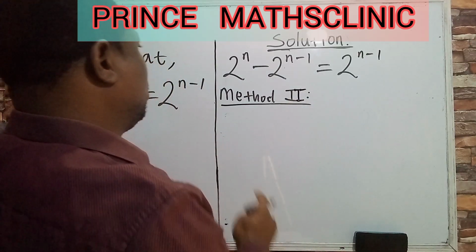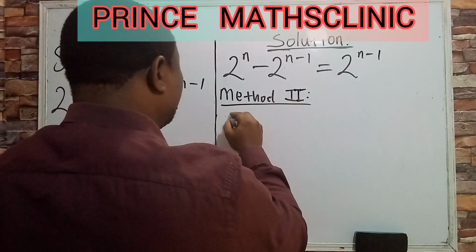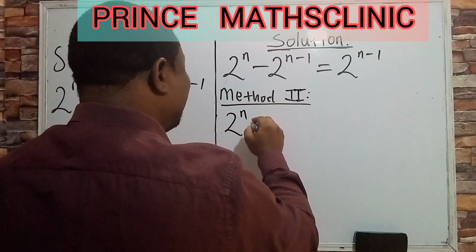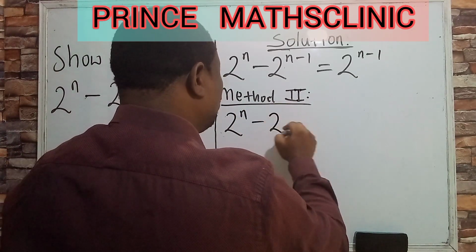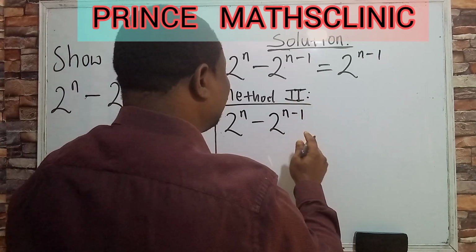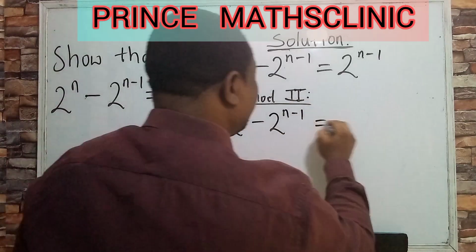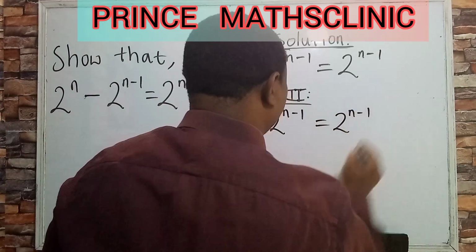Method 2. Now, in the second method, you have 2 to the power of n minus 2 to the power of n minus 1, right? Equal to 2 to the power of n minus 1.